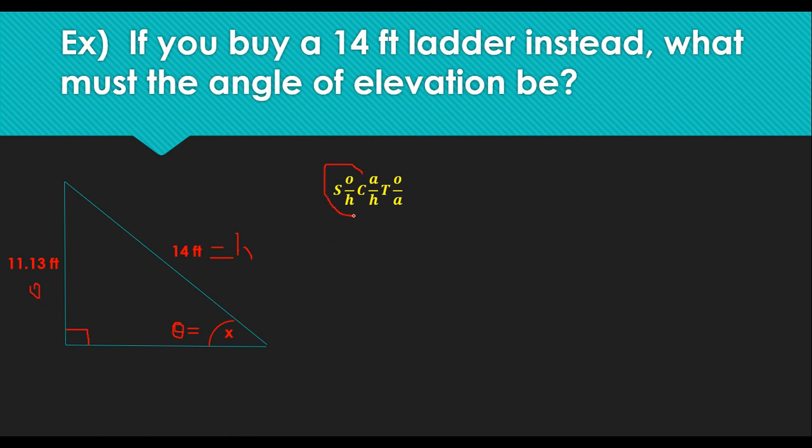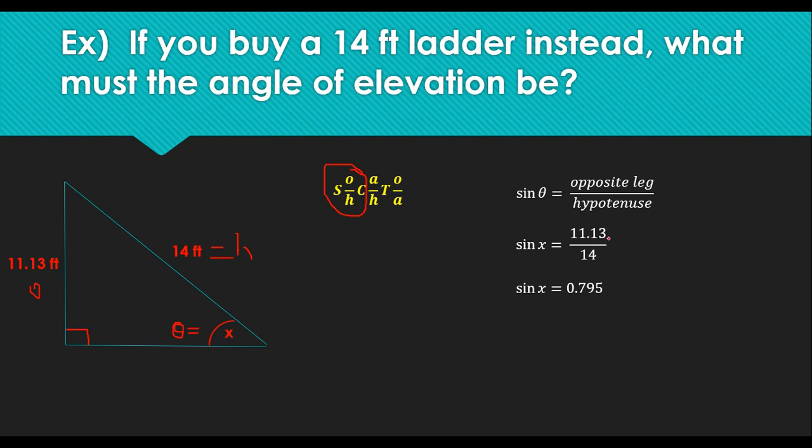It's still going to be sine, but now we have to do something special with it. So sine of theta is opposite over hypotenuse still. So I'm going to plug in opposite is 11.13, hypotenuse is 14. The problem is we don't have theta. We don't have this value of x. So what we're going to have to use is an inverse trig function. The only way to undo sine is to use inverse sine, and it's like sine to the -1 power. That's what that looks like.